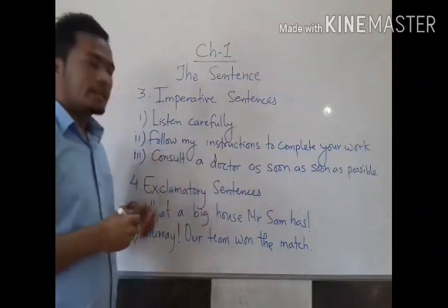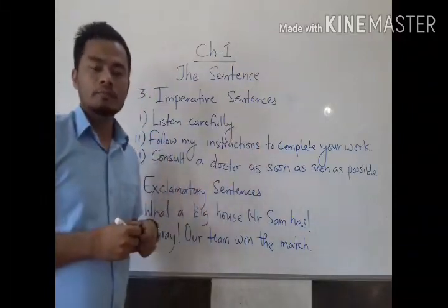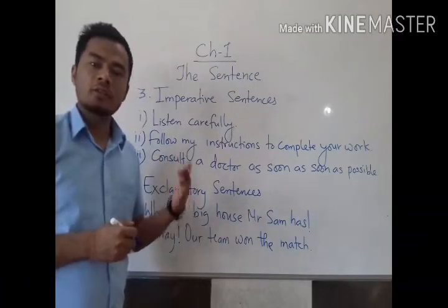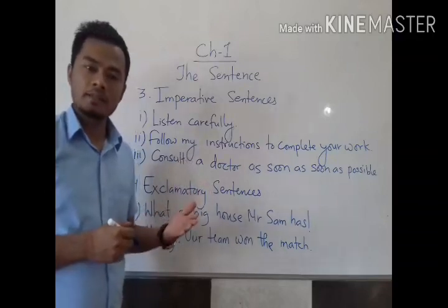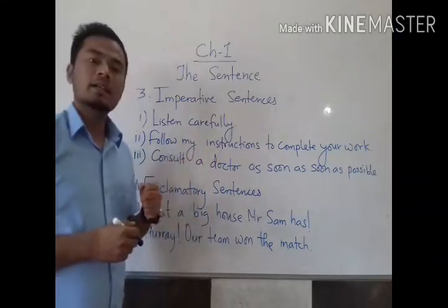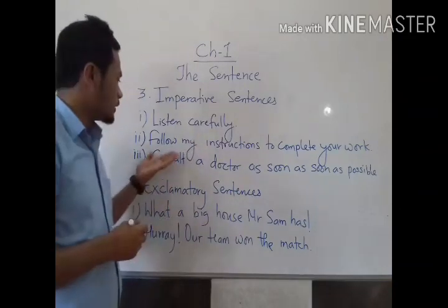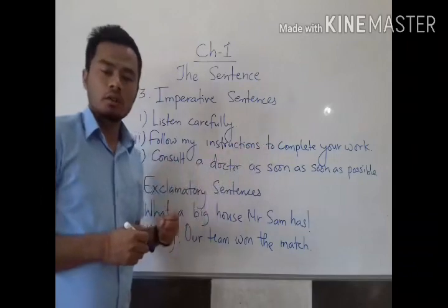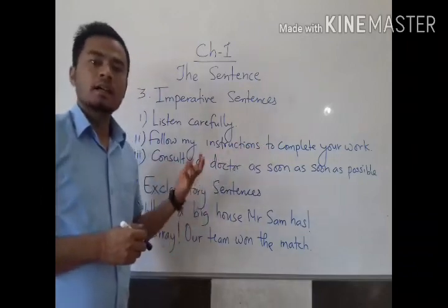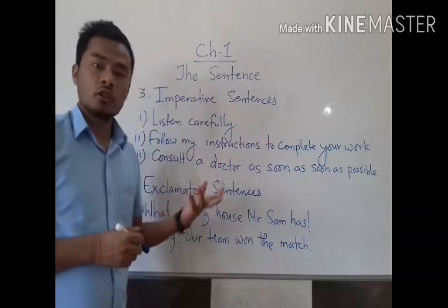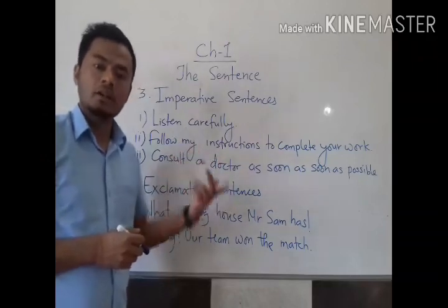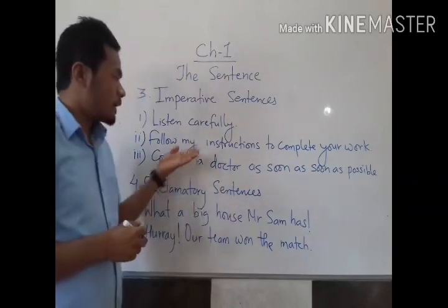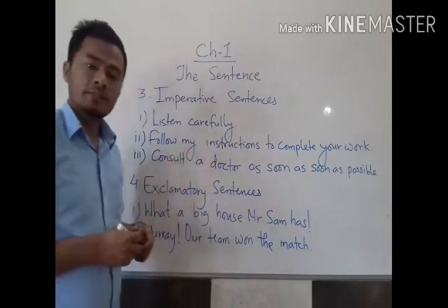See, example number 1. Listen carefully. This may be an instruction or any kind of suggestion or advice. Okay, so this is an imperative sentence. Now come to another example. Follow my instructions to complete your work. This is a kind of instruction given to the student or any other person to complete his or her work. So this is also an imperative sentence.